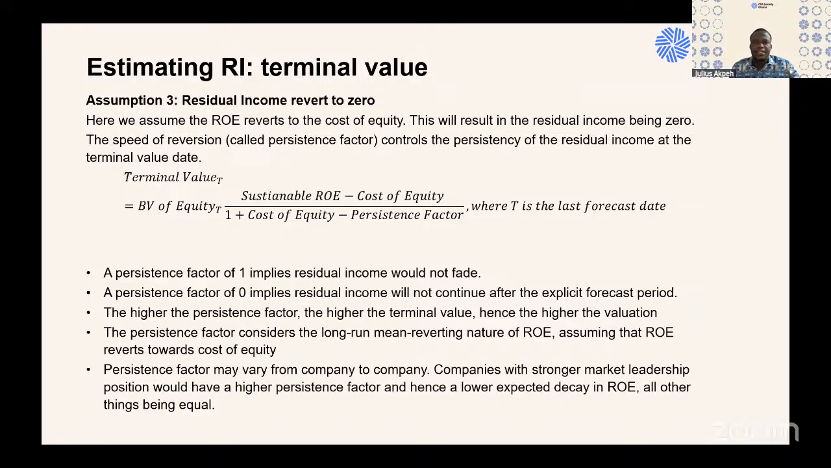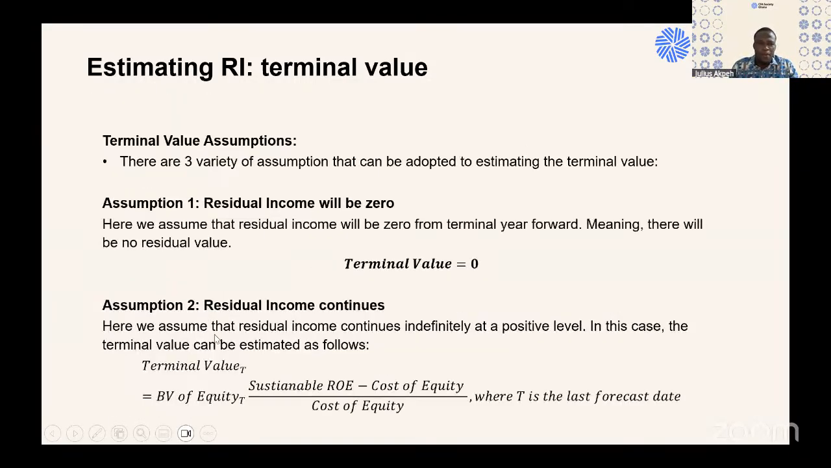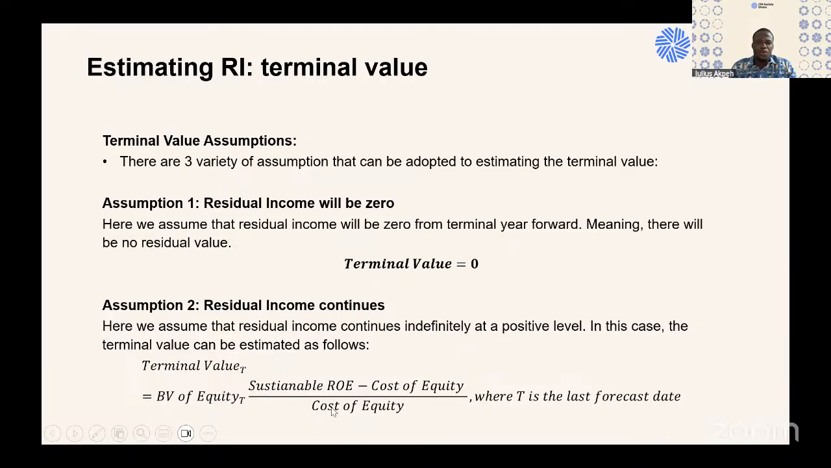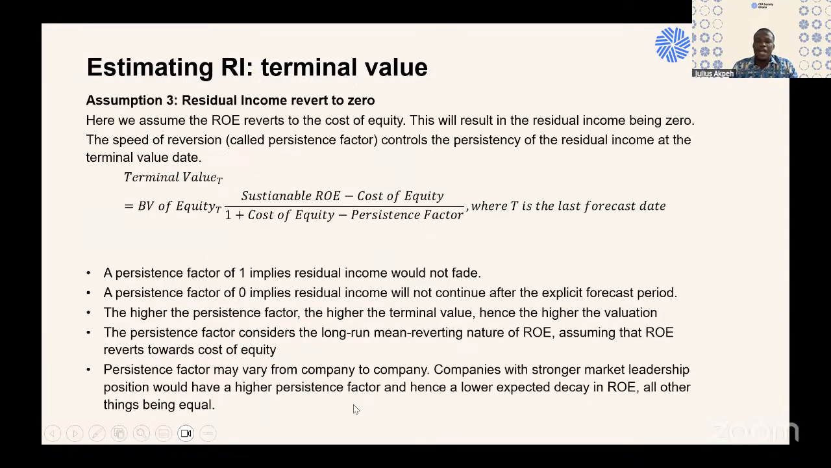Now, let's look at something. Look at the formula here. You'll see that comparing the assumption 2 formula denominator to the assumption 3 formula denominator, you will observe that two items were added. Assumption 2 denominator is only the cost of equity. Assumption 3 denominator, where there is convergence, we see 1 plus cost of equity minus persistence factor. So two more things were added, which is this 1 plus this persistence factor.